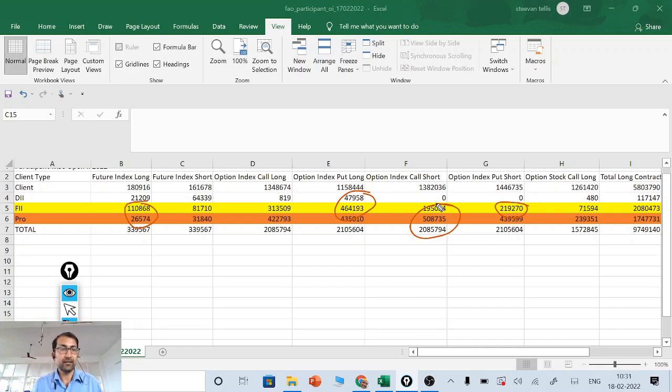And what about the retailers? You can see here the retail data. Retailers have taken more calls, and they have shorted puts. So from this we can understand that retailers have purchased long calls and they have short the put.